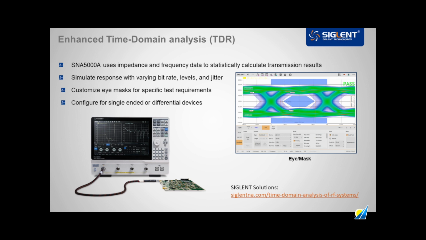Today we're going to talk about TDR measurements using an SNA5000A series vector network analyzer. This network analyzer captures impedance, gain, and phase information across frequency. It can then allow you to statistically analyze what it would look like with communication signals being pushed through that network. The instrument can simulate varying bit rates and levels. The instrument can even add jitter to this measurement.